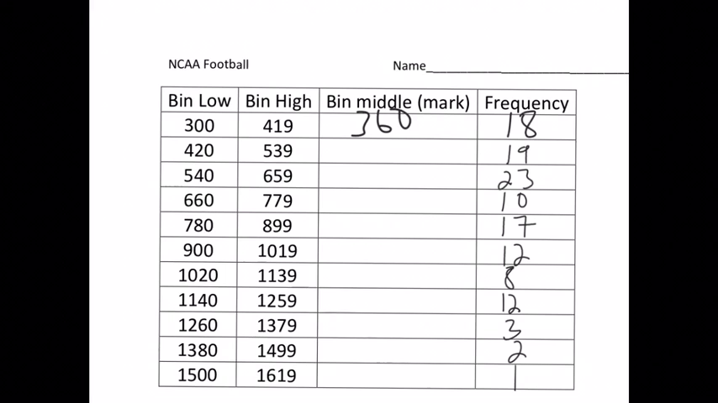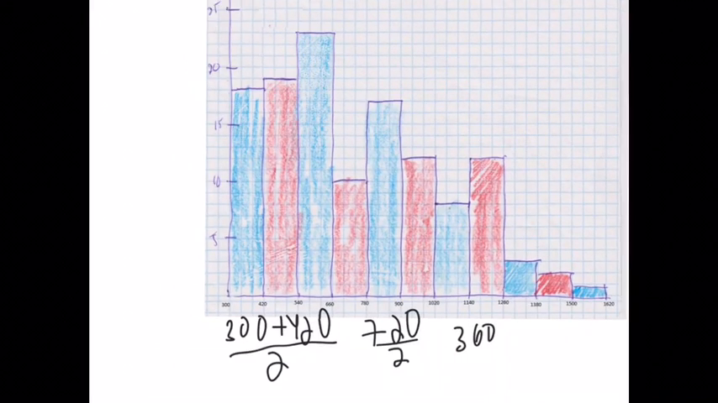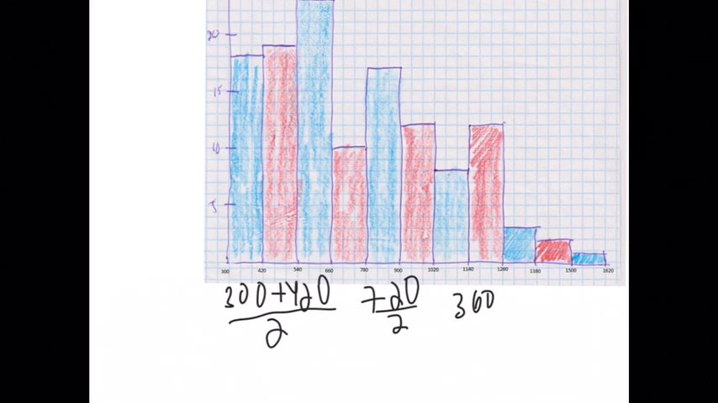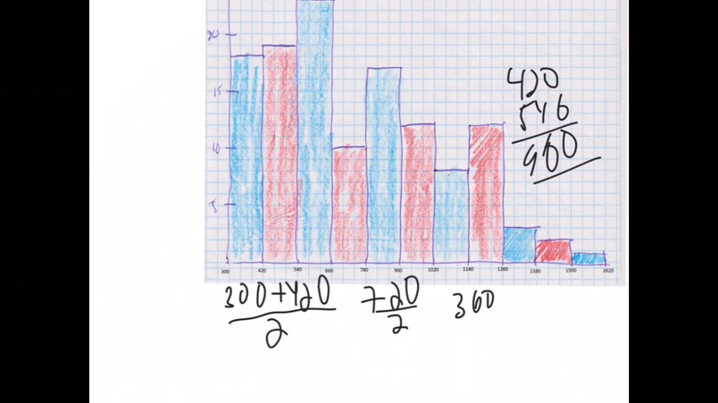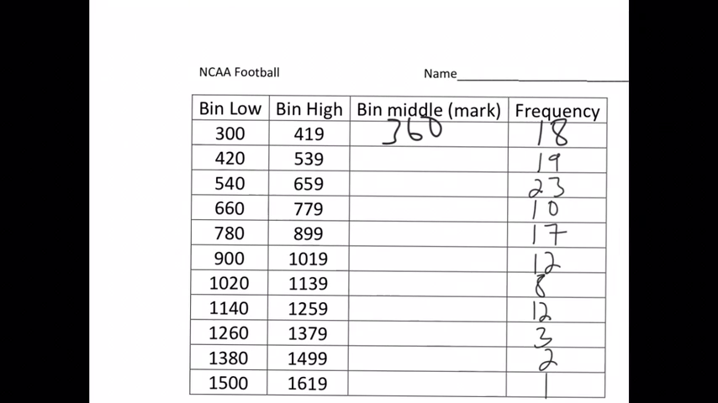And then we could do it for the next one. Let's see. So halfway between 420 and 540 is, well, let's see. 420 and 540 is 960, and half of 960 is 480. Now, there's an easier way to do this, certainly at least from this format.